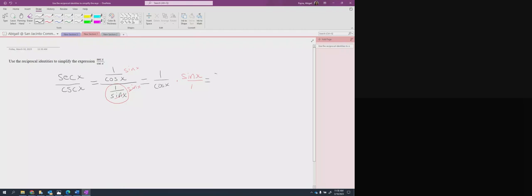1 times sine x will equal sine x over cosine x times 1 equals cosine x. And now we have sine over cosine, which if you know your ratio identities really well, you'll recognize as being equal to tangent x. And so what we were given in this problem simplifies to just tangent x.